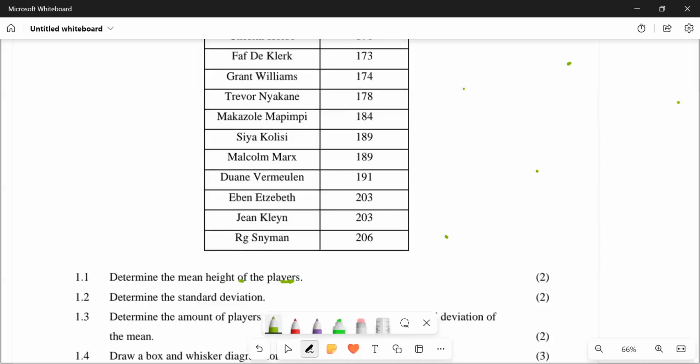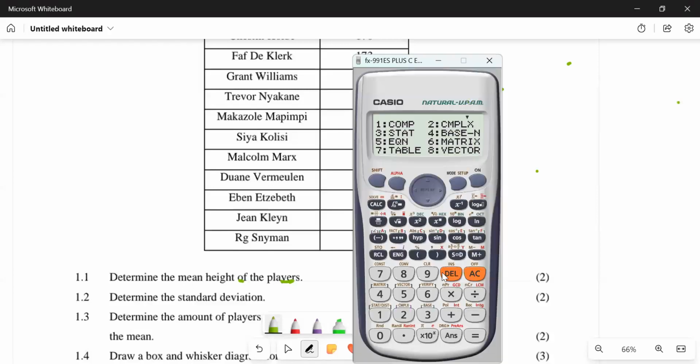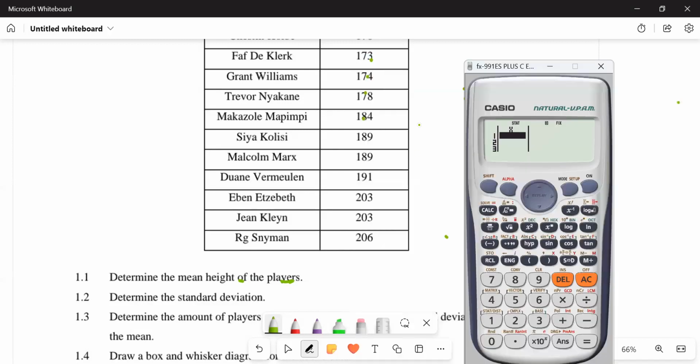Now, how do you determine the mean? You can say the mean is going to be given by this one plus this one plus this one plus this one divided by 11. Or you can use your calculator. If you use your calculator, you go to mode, then statistics, which is 3. From there, you press 1, and then you put in the data.